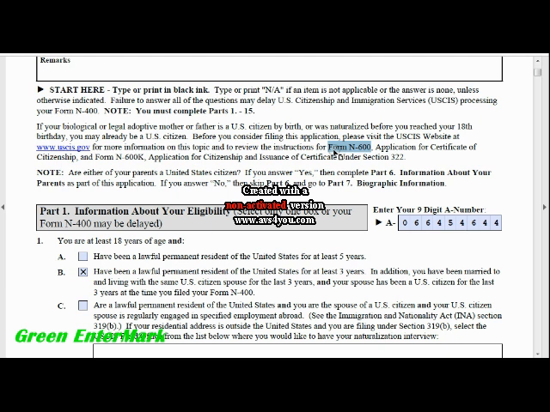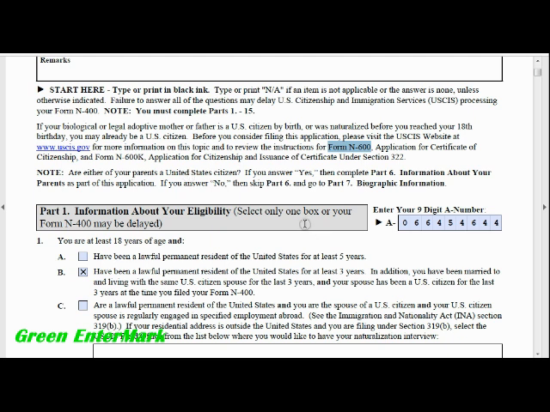The persons who are adopted by a US citizen, at the age of 18 years, become a US citizen. So, children who are adopted by a US citizen automatically become a US citizen through the information you provide on form N600 from the USCIS. Now come to the first part of this application, information about your eligibility.